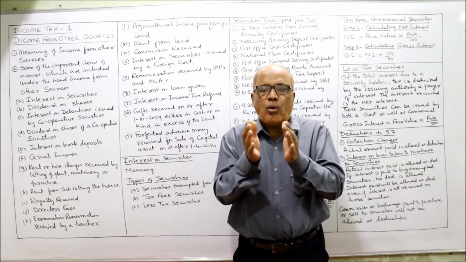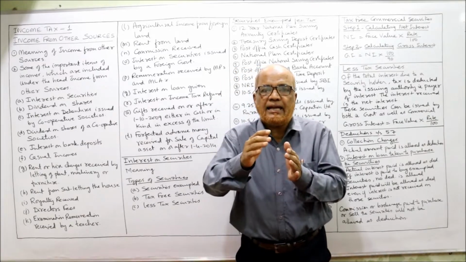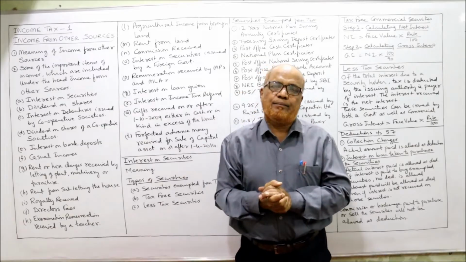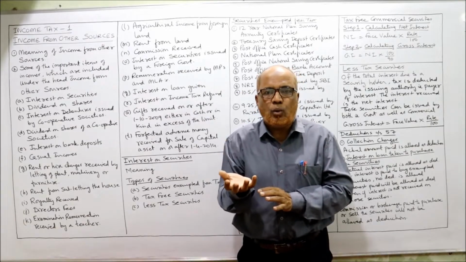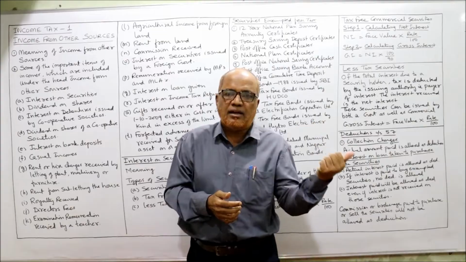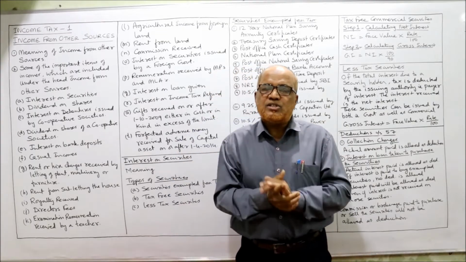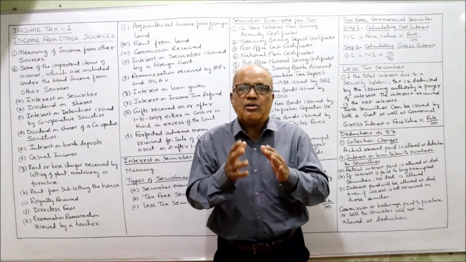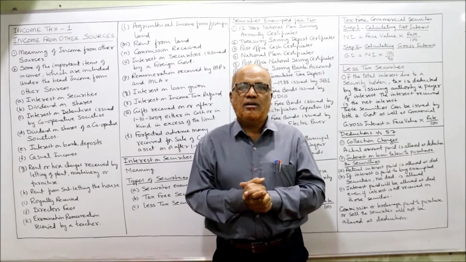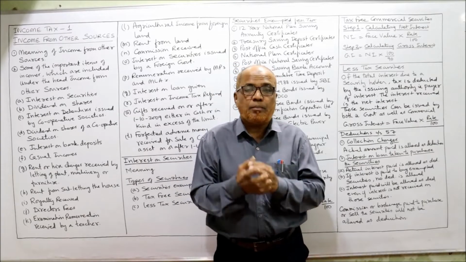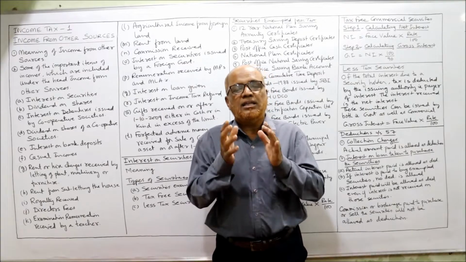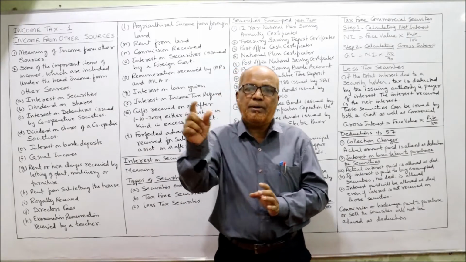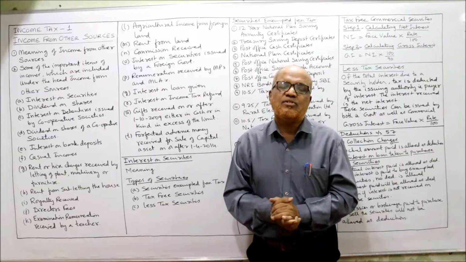If a person is the owner of the property and lets out the property on rent, the rent received by the owner of the property is taxable under income from house property. Similarly, profits and gains: if a person runs a business or carries on his profession, then income earned from the business or profession carried on will be taxable under PGBP, profits and gains of business and profession.